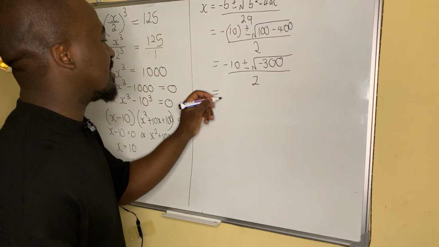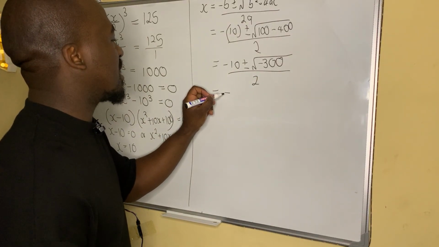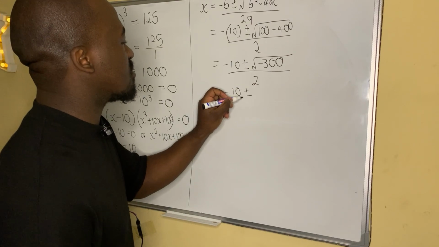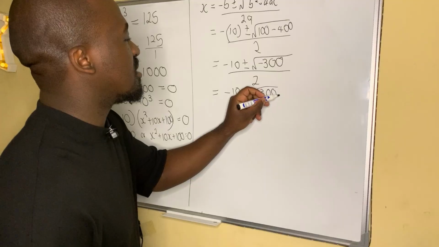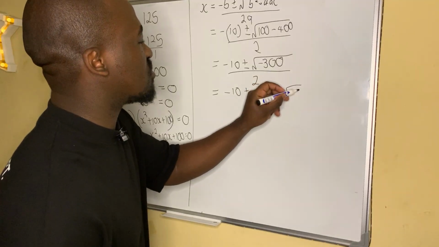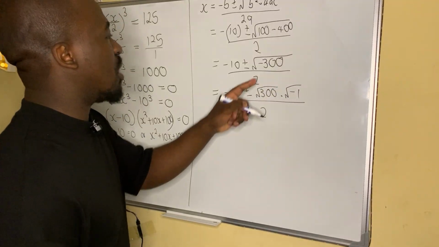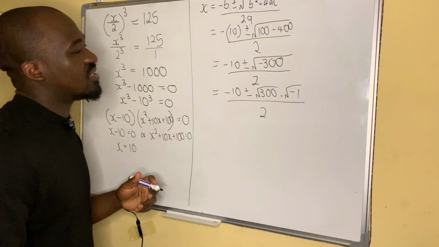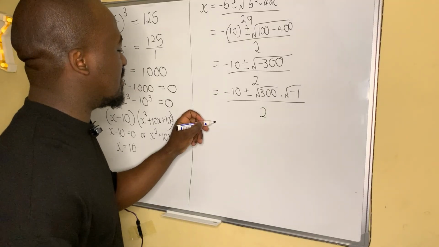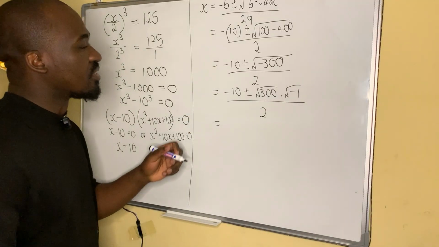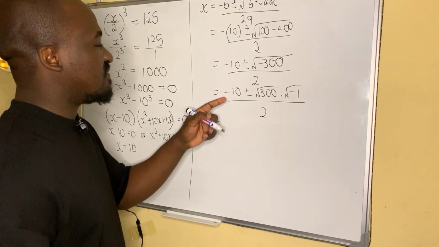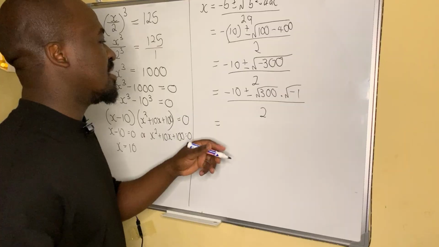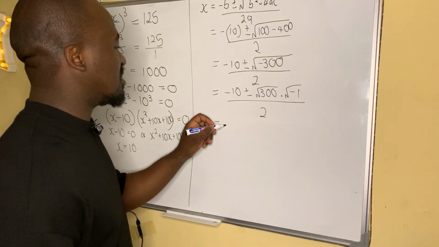So since it's like that, we're going to say now negative 10 plus or minus square root of 300 multiplied by square root of minus 1 over 2. Why? Because this one, we punch it in the calculator to give us an error. Now this is negative 10 that we have here. So since it's negative 10, this is going to be 10 root 3, right?